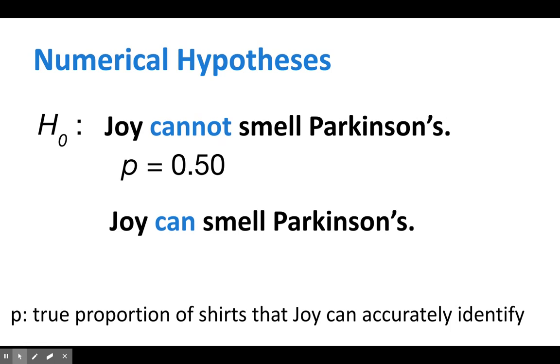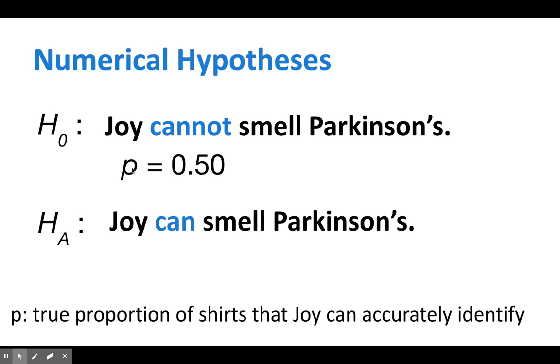Like she was either right or she was either wrong. So if she was just guessing, the expected proportion of correctly identified shirts would just be 0.5. And that's the null. P equals 0.5. You always state the hypotheses using population symbols. Notice this is P, not P hat.